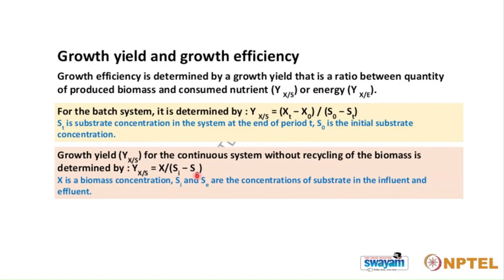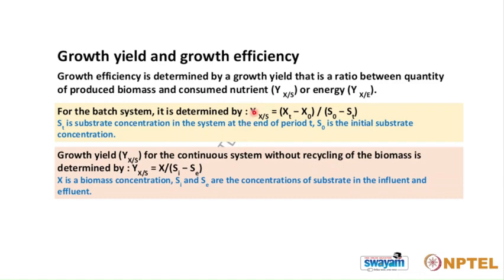And here x will be constant. In the case of turbidostat, the concentration of biomass will be constant, but the concentration of substrate will be varying. So there will be only one entity, which is x. So we have to divide x by the amount of substrate consumed, which is Si minus Se, to obtain the yield in the continuous system.